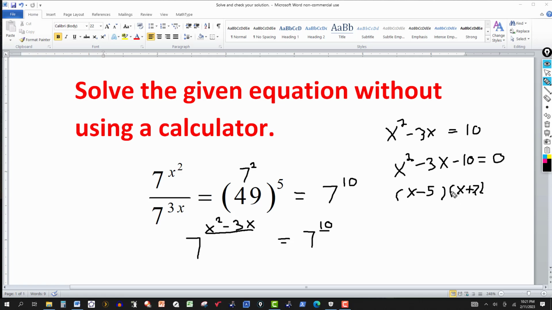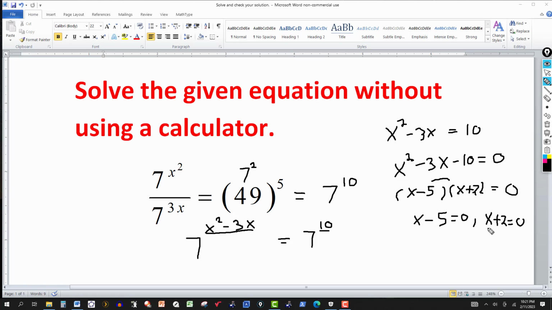So check it out. X times x is x squared. 2 times minus 5 is minus 10. And then multiply these out, the middle terms and the outer terms. Minus 5x and 2x is a minus 3x, so that checks out. So this does factor. So I have the product of two factors equal to 0. The only way that can happen is if one factor or both factors are equal to 0. So I just set each factor equal to 0. X minus 5 could be 0, or x plus 2 could be 0.